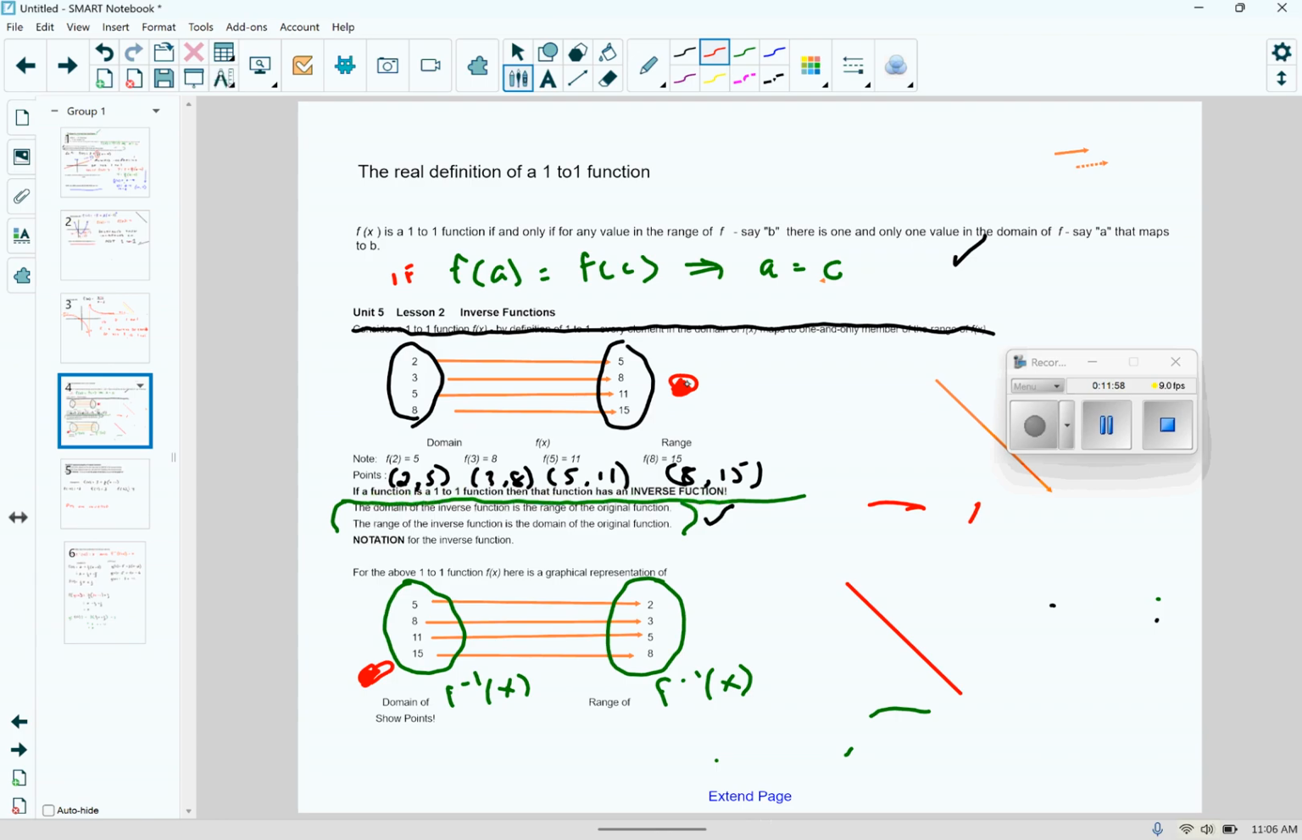And the range of the inverse is the domain of the original. And now I can simply note the points on the inverse. The points on the inverse are (5, 2). Oh, it's just these guys flipped. (8, 3), (11, 5), and (15, 8).